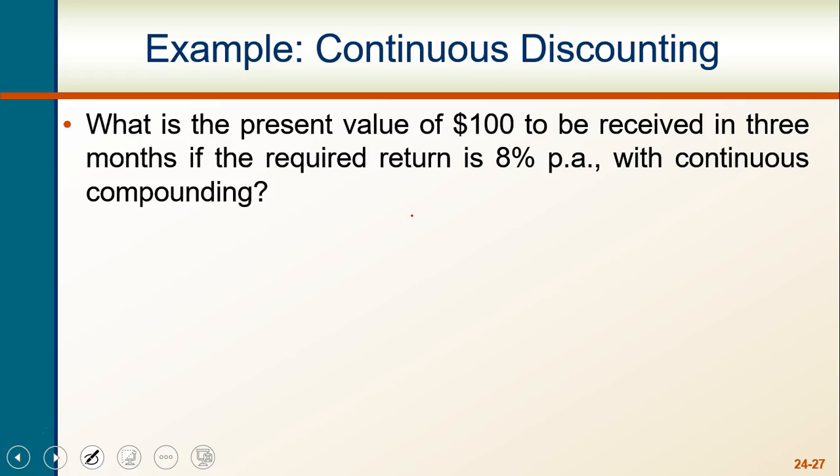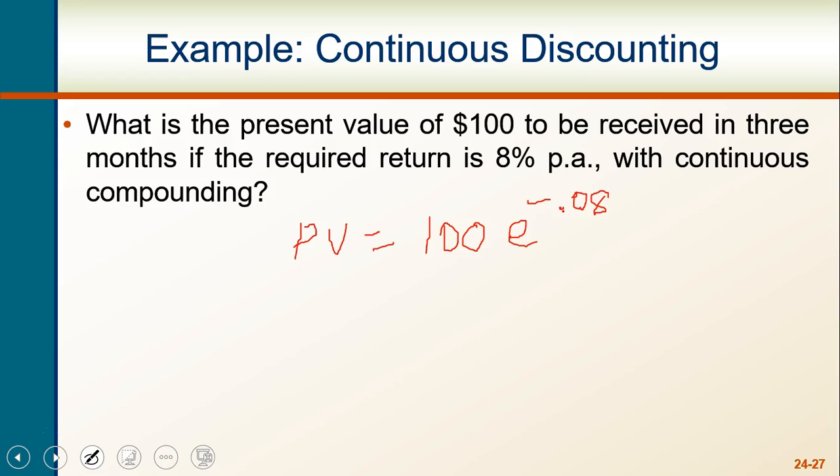So the question says, what is the present value of $100 to be received in 3 months if the required return is 8% per annum and using continuous compounding or discounting? So if you are computing the present value, you are writing PV is equal to 100, the future value. So we write that here. And then we say multiplied by e raised to the power of the interest rate R, which is minus 0.08, minus 0.08 multiplied by 3 months.